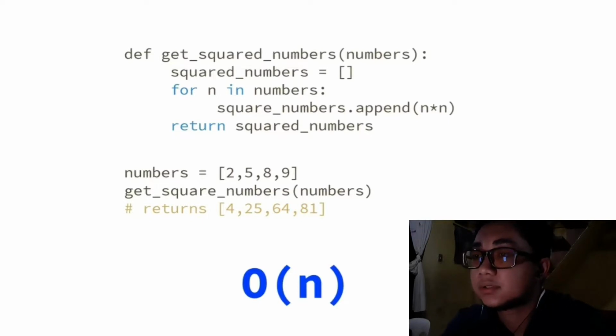Let's say you are squaring the numbers by taking the input list. So this is the Python program. Oh, let me clarify. This big O notation is used for all programming languages. It's not just specific to Python. I'm just using Python as an example here.